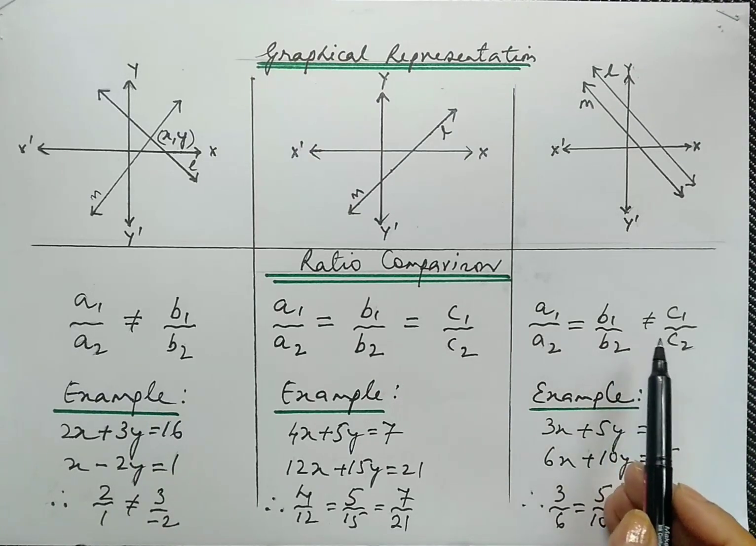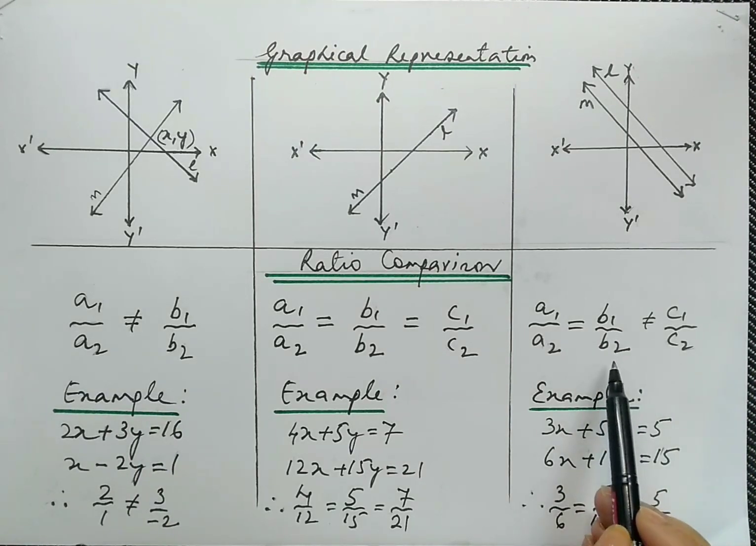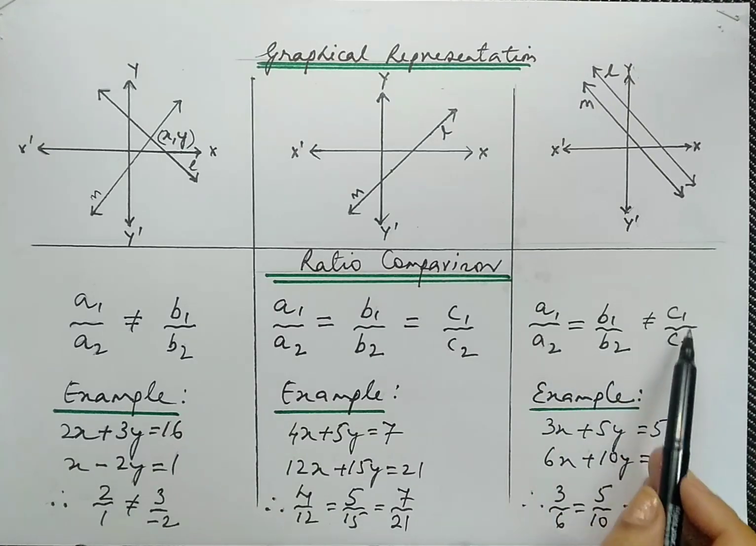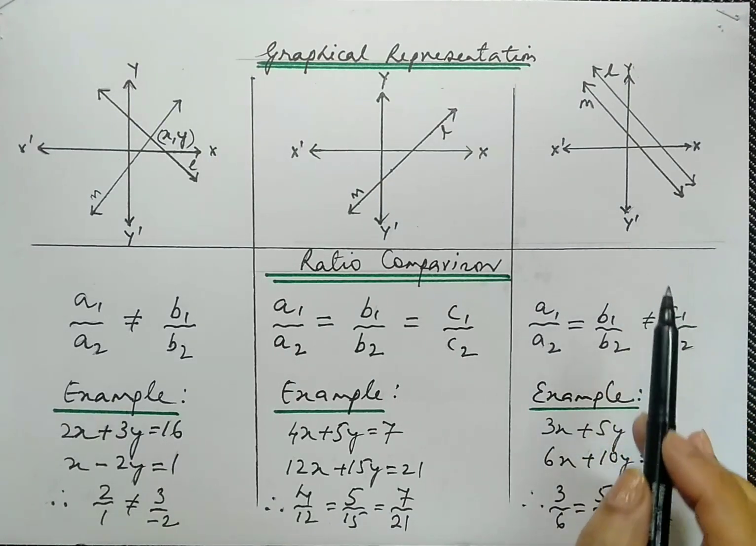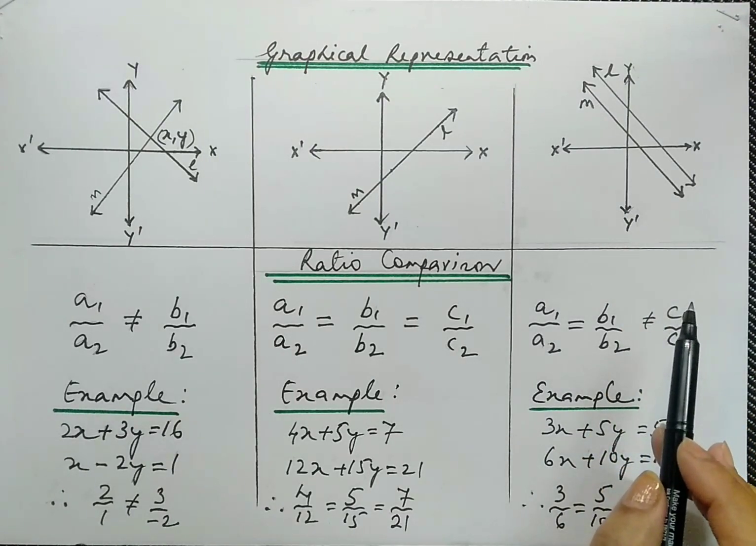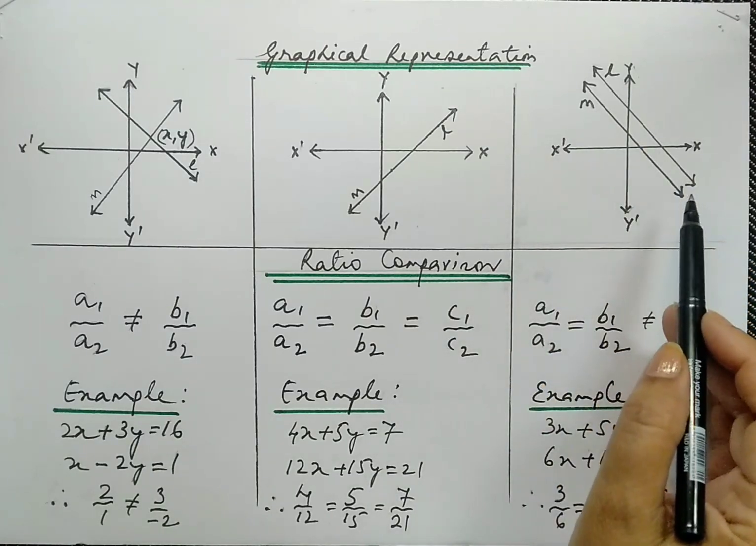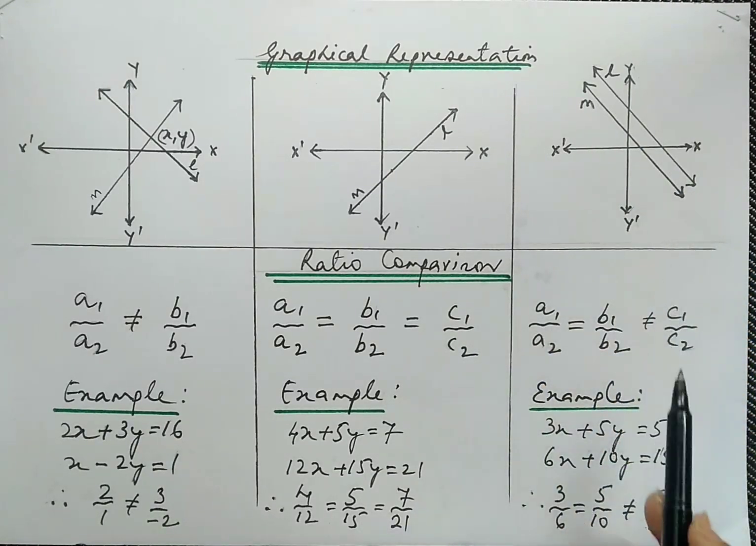And for the third kind, where a1/a2 or b1/b2 is not equal to c1/c2, for example this one, it will be considered inconsistent, and the graph of it will be parallel lines and it will produce no solution.